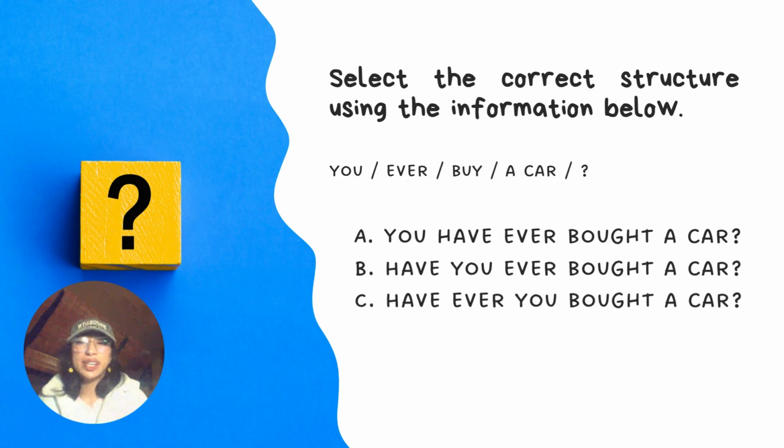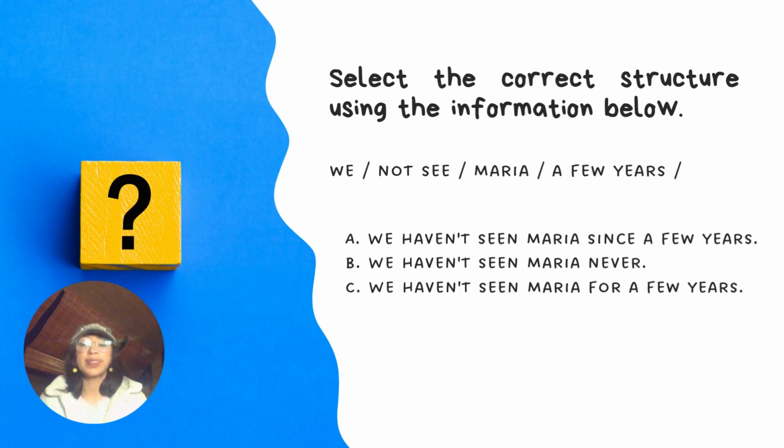Excellent. Let's continue with the second question. Okay, we have here: we not see Maria a few years. What will be the answer? This, as you can see here, is a negative sentence. So, what will be the answer? Take your time.